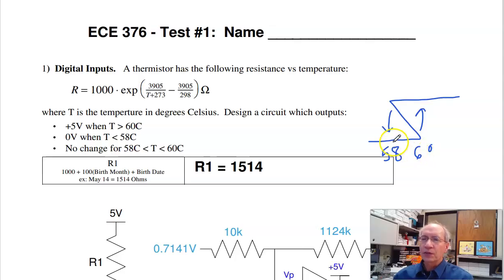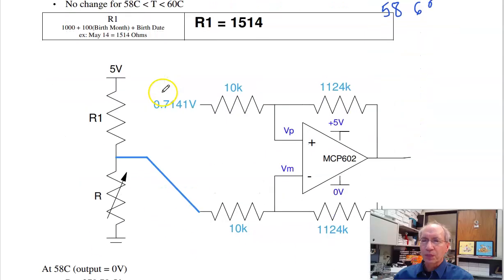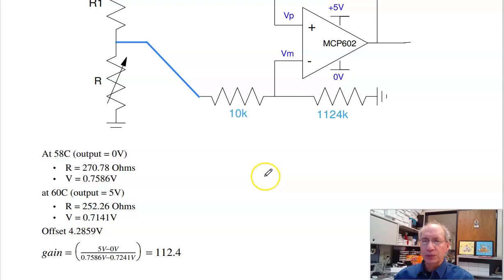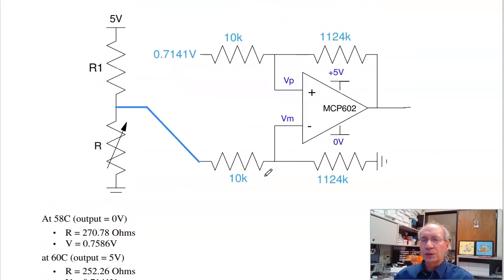So to do that, first thing I do is convert temperature to resistance. That's with a thermistor. It should wind up at 270 ohms and 252 ohms. I'll then convert to voltage if you pick R1 based upon your birth date. So I chose 1514 ohms. Your numbers are going to be different.